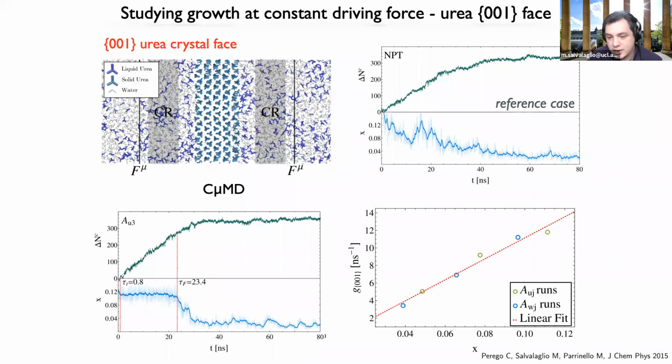And basically, one can study what happens to the growth rate, taken as the slope of this green curve, as a function of the concentration in the control region that represents the bulk of the system, of the liquid phase for this particular problem. And the good thing is that this problem, in this case, is known to be dominated by rough growth, and we are able to recover a linear relationship between the concentration in the liquid phase and the growth rate, showing that we are obtaining what we were looking for.